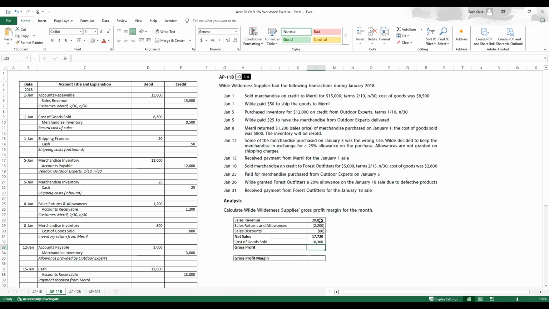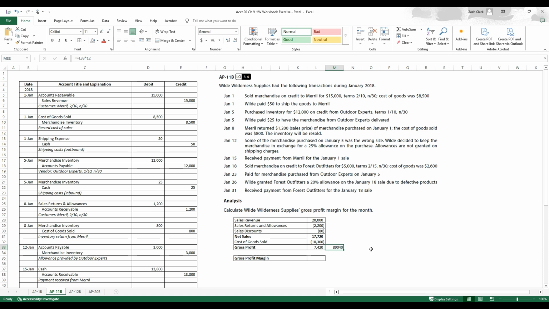But at this point, we've got everything. We've got revenues, returns and allowances, cost of goods sold. And so gross profit is net sales minus cost of goods sold. And so that gives us 7,400. And just to be consistent with the positives and negatives, let's have that be a positive and then say net sales plus the negative, which is minus there. It's just a little easier to see what we are adding and subtracting. And so our gross profit for the month, after considering the cost of goods sold, was $7,420.